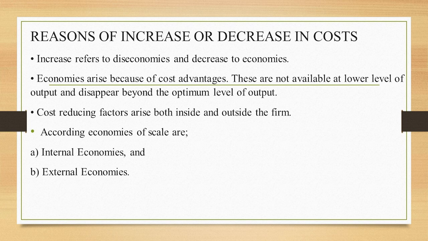Cost reducing factors arise both inside and outside the firm. Now these factors which reduce the cost are from within the firm and even outside the firm. From within the firm means there are many factors which can be taken care of inside the firm. These are the inside factors. And outside factors are the outside parties which interact with the producing firm. Those factors also influence the economies and diseconomies. Accordingly, we can divide the economies of scale into two groups: one is internal economies, the other is external economies. So what are the internal economies? Internal economies means those economies which are internal to the structure of the company. And external means those which are outside the company, outside the scope of the company.